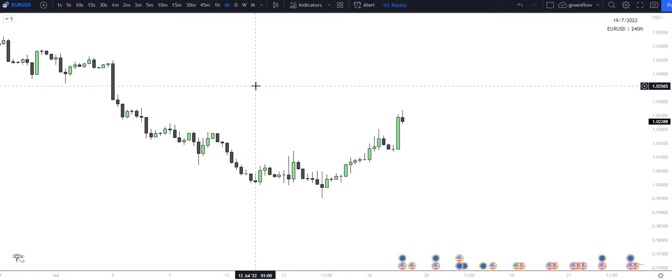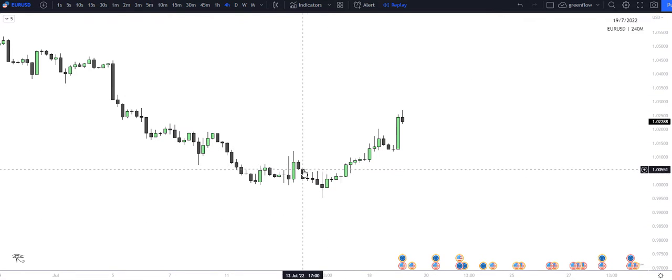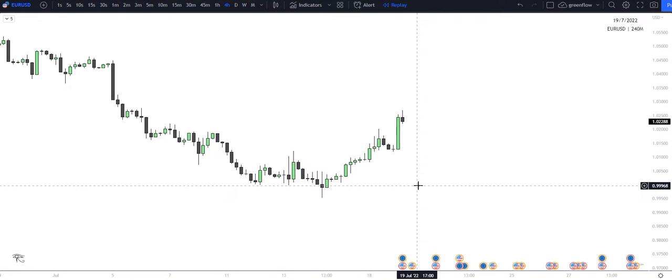Now, the psychological aspect of it is going to come from how we start to manage that money. How are we managing our trades? Are we taking profits too early? Are we taking them too late? Are we getting break even too early? How are we managing our trades? That's going to be the psychological part of it.